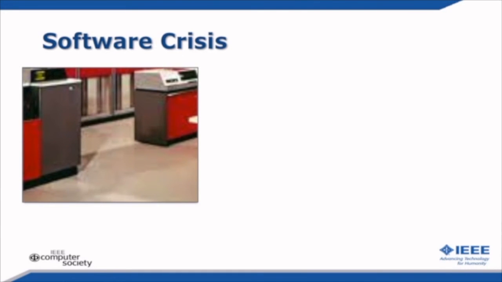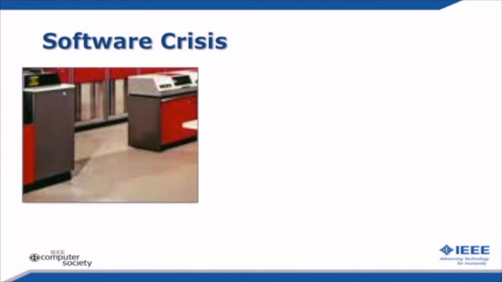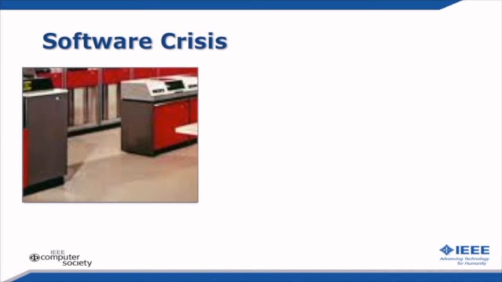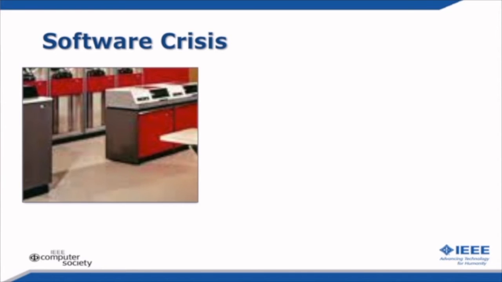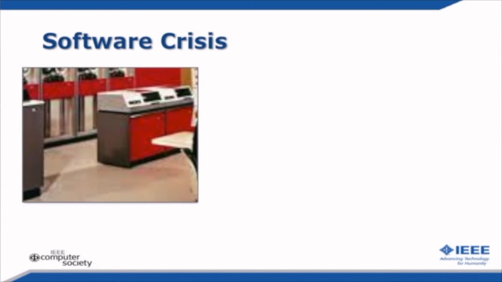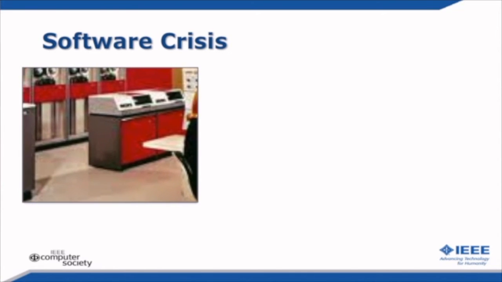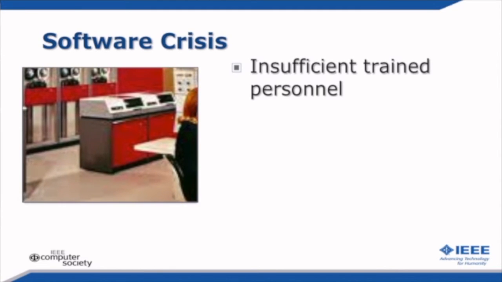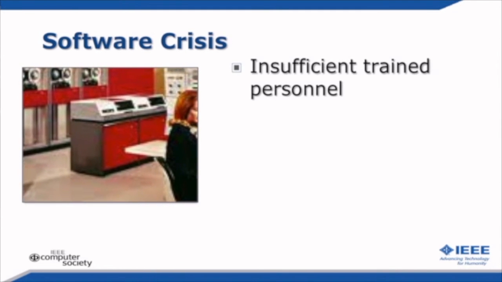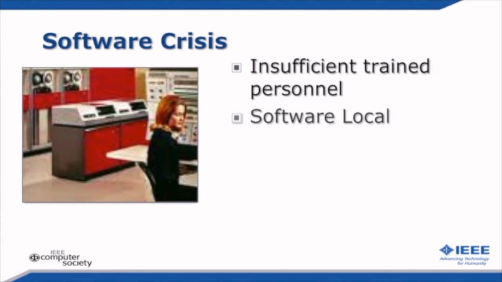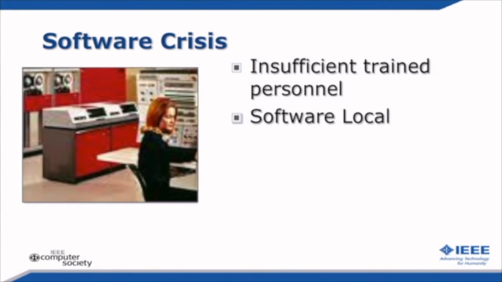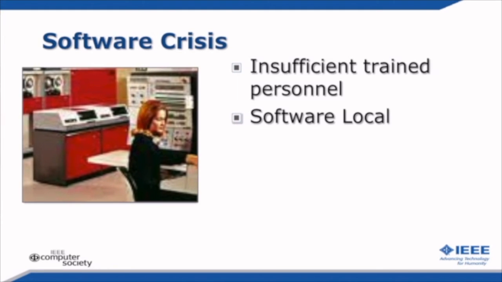Shewhart's ideas became part of software development following an event in the 1960s that we've generally called the software crisis, though it's not clear how much of a crisis it actually was. There was at the time a perception that there were insufficient trained personnel to develop software. It was a time when software was still very much a local activity, something that you produced for your business but would never share with another business.